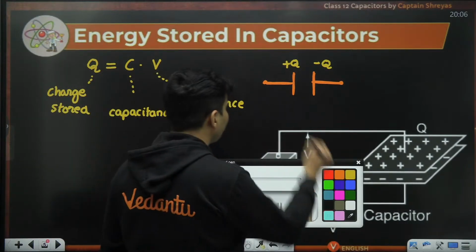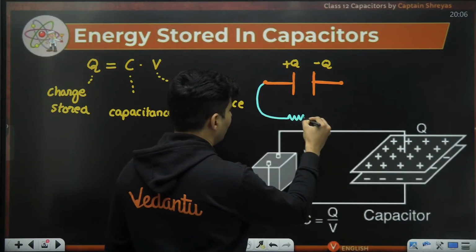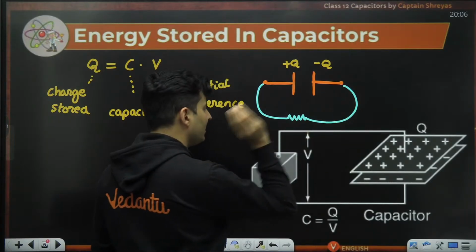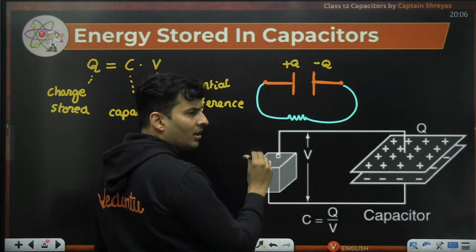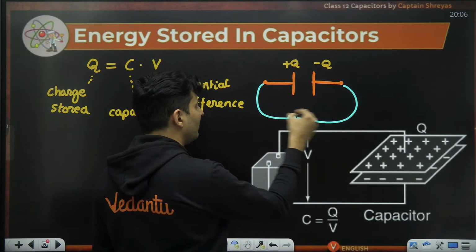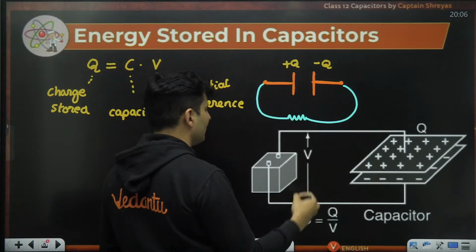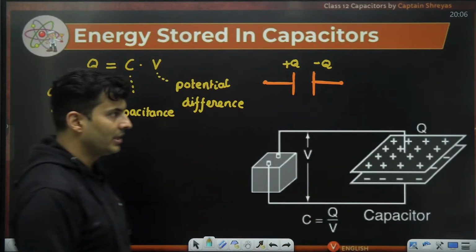So say for example, you connect some kind of a bulb, motor, fan, washing machine, some hair dryer, anything. So current will begin to flow and this will definitely get discharged once the circuit is complete.